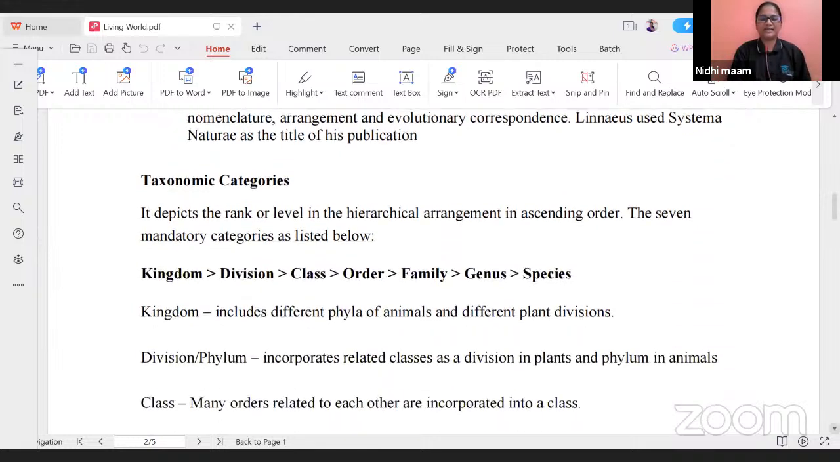When we come to the taxonomic categories, which are most important in CET, kingdom is the highest one and the lowest one is species. Kingdom is the highest category. The lowest category is species. You should know the respective definitions.